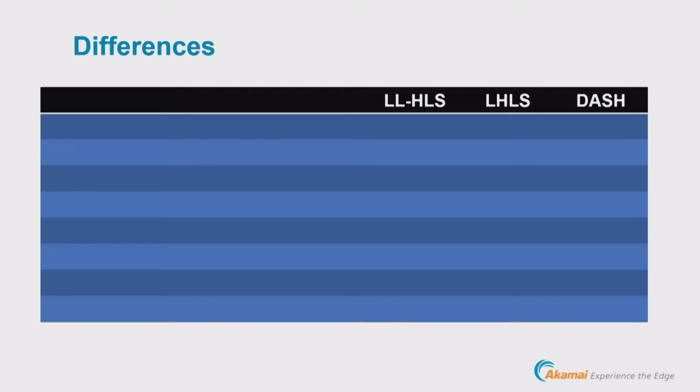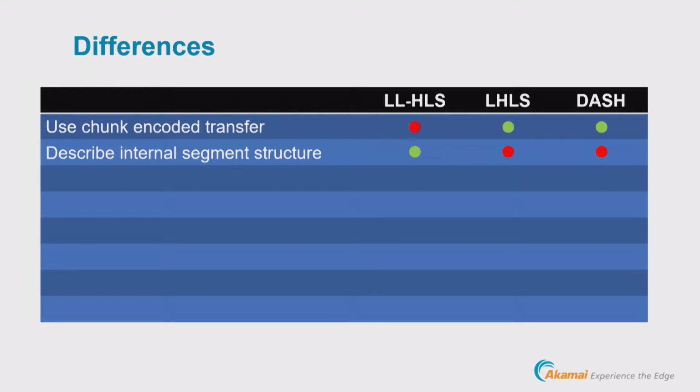But now let's look at some of the differences, because that's where it gets interesting. On this slide, I'm coding a yes as a green and a no as a red. That doesn't necessarily mean green is good. It just means it's yes for the attribute. So they differ primarily in using chunk-encoded transfers. This is not chunk encoding of the content, but the HTTP chunked-encoded transfer to get it out to the client. That's not used in the Apple solution, but it is used in the other 2. Describing the internal segment structure: Apple does describe the internal segment structure. You know where the chunks are in a segment. You do not know where the chunks are in the other 2 solutions.